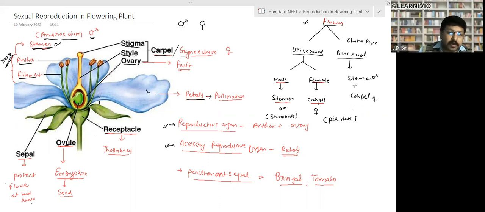sexual reproductive parts, right? So this part is called carpel. This is the female part, the part visible on your screen. Technically this is called gynoecium, and this is the symbol of the carpel, the female reproductive part. The carpel is divided into three parts. The topmost part is called stigma. This long neck-like part is called style, and the lower part is called ovary.